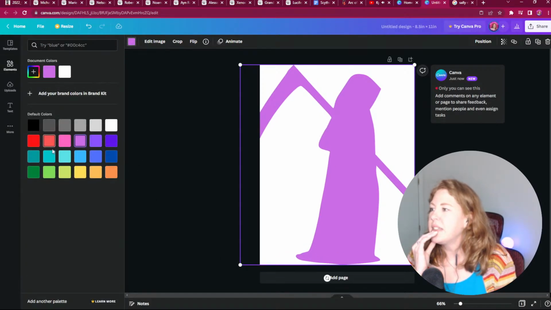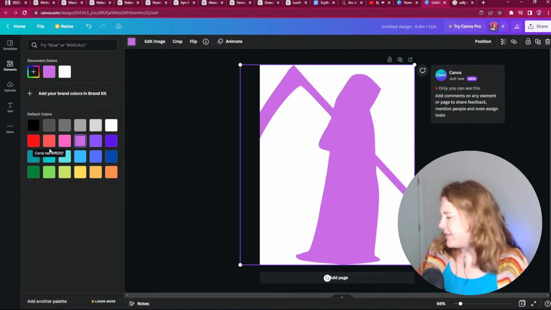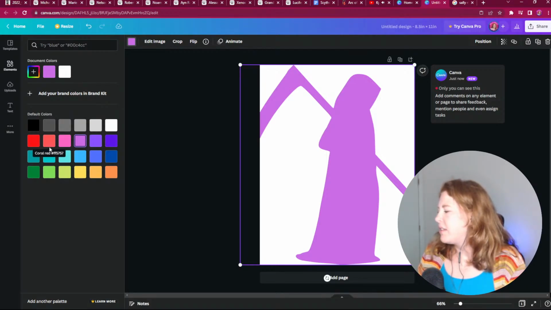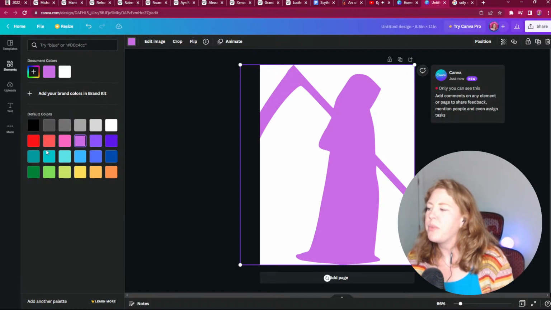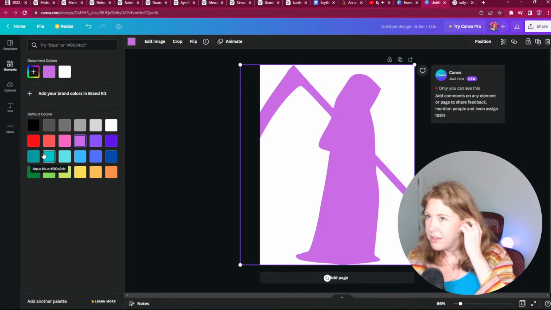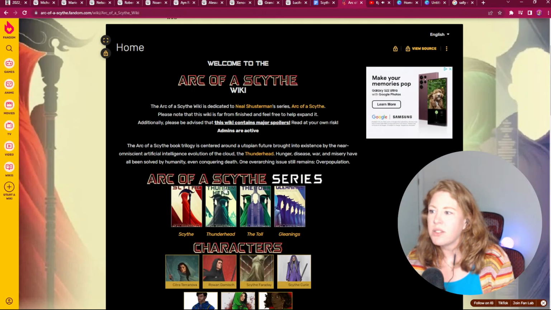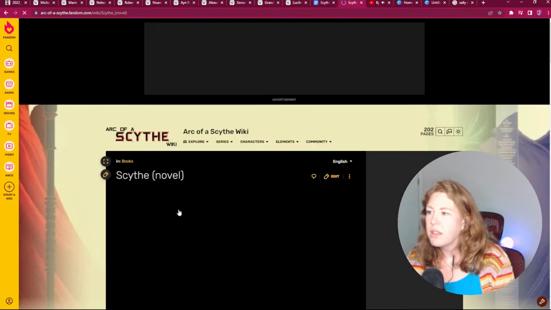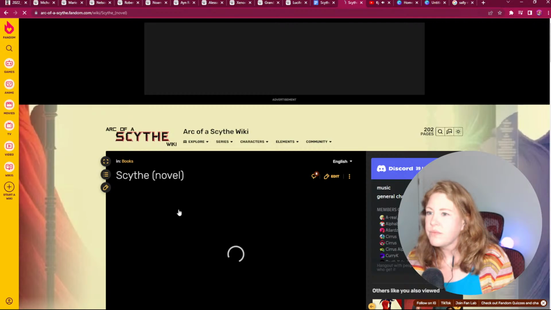But it could be... Who is red? Because Scythe Faraday is like a beige, like an off-white. Who's red in the book? Is there anybody that's red? Or is Scythe Faraday red? Okay, you know what? We can actually look this up.